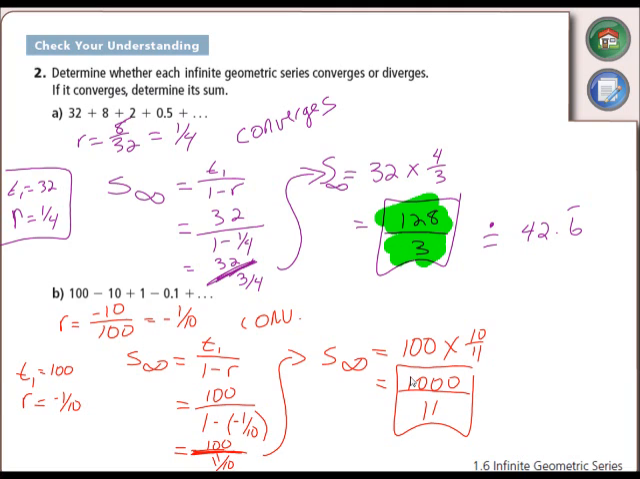If we take it to a decimal, it's approximately equal to 90.90, with the 90 repeating. So what's the point of doing this? Good. Thank you for asking.